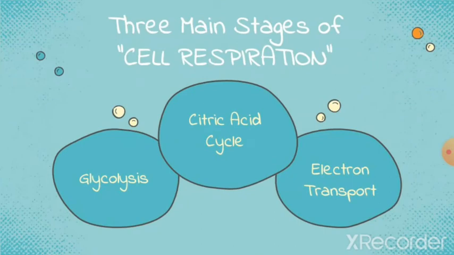The many chemical reactions that make up cellular respiration can be grouped into three main stages. These are glycolysis, the citric acid cycle, and the electron transport.